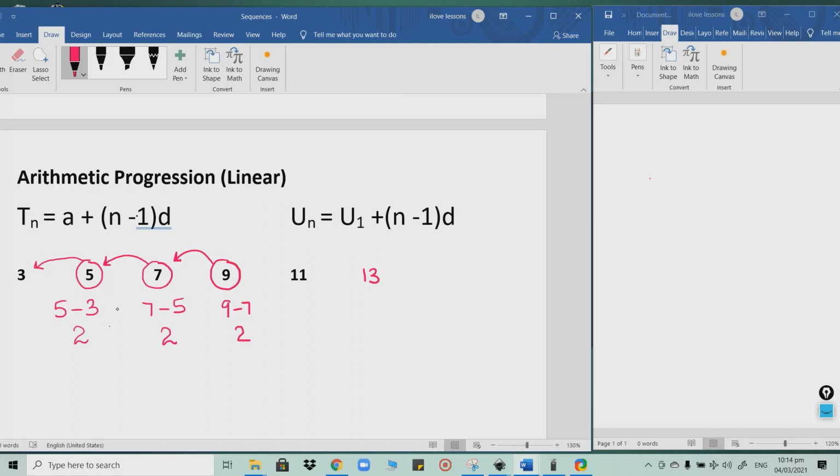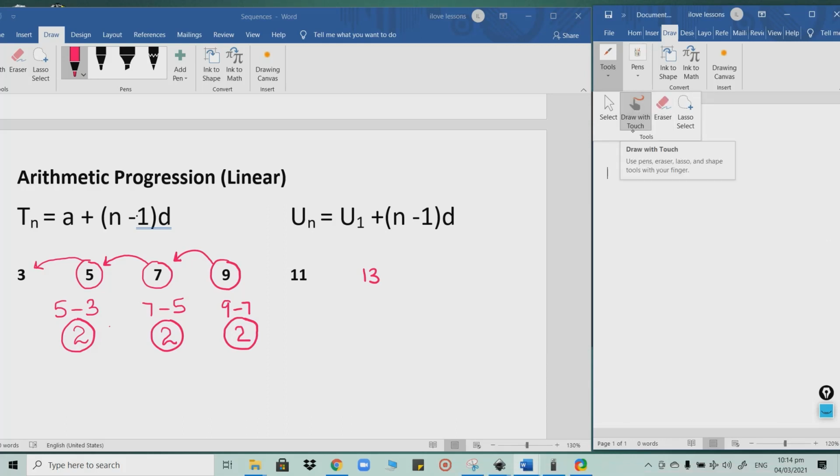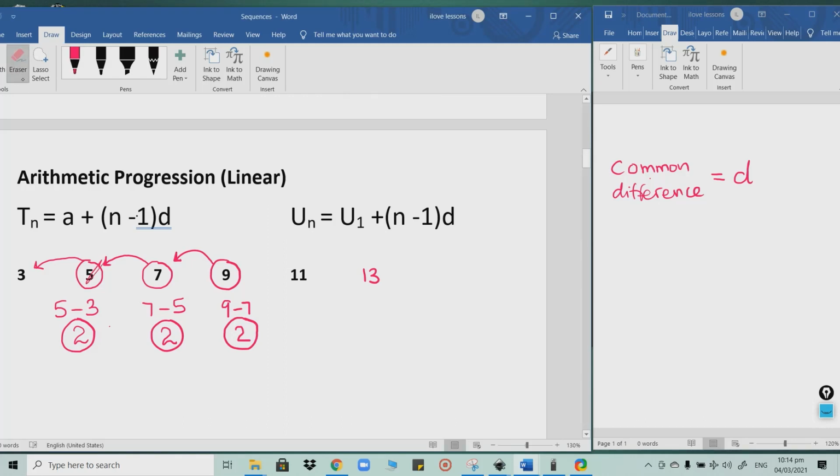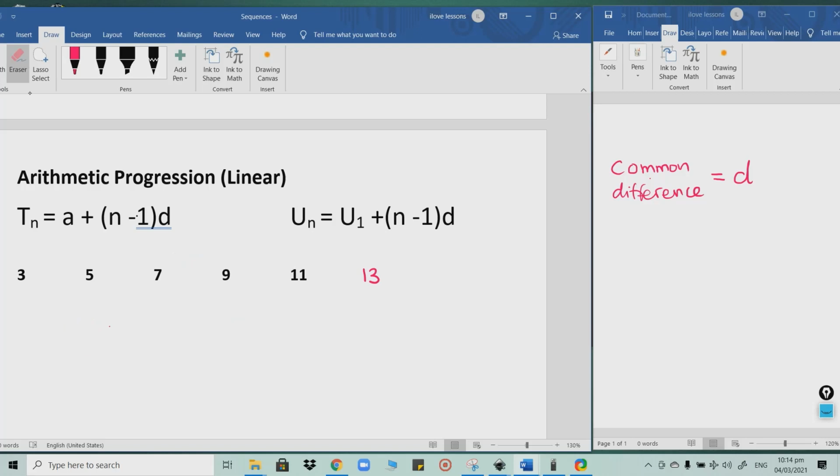What do you call this number that it's constantly increasing by? That is actually called your common difference. And the symbol for the common difference is the letter d, an appropriate letter. So we just identified that the common difference is 2. This will take a little while to explain.